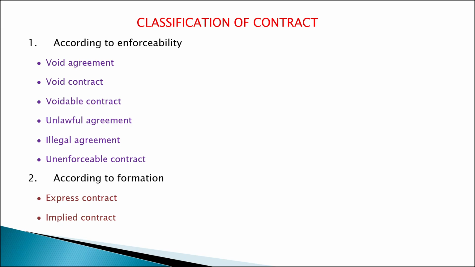So let us discuss these now. Based on enforceability, the contract is classified as follows. The first one is void agreement. According to Section 2(g), an agreement not enforceable by law is said to be void. A void agreement is void ab initio. That is a Latin phrase, and the meaning is from the beginning.